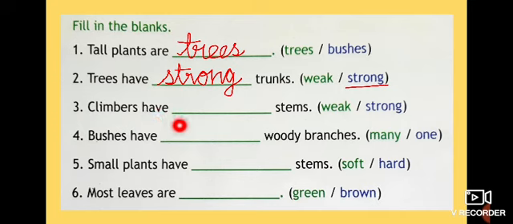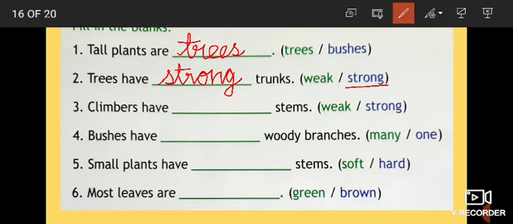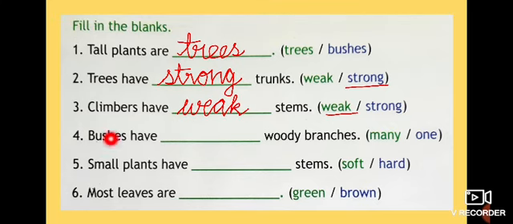Climbers have dash stems. W-E-A-K, weak, or S-T-R-O-N-G, strong. Climbers have weak stem. Very good. Look at the spelling for weak. W-E-A-K, weak stem. And look at the fourth question.